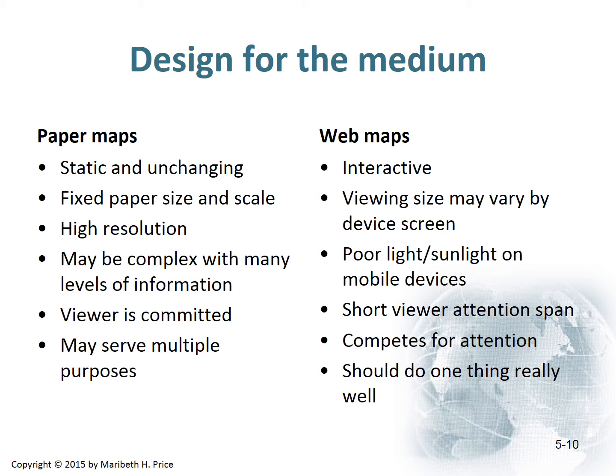Whereas a web map is interactive, it's viewed by a lot of people on a lot of different devices. A lot of times poor light or sunlight can affect how mobile devices look. Generally we're talking about viewers with shorter attention spans. It competes for attention because you're only a click away from going to something else. And so web maps should do one thing really well, and that is highlight that piece of information that it was designed or developed to showcase.